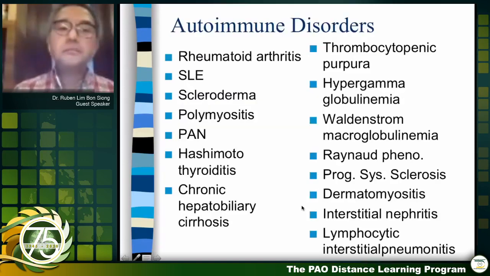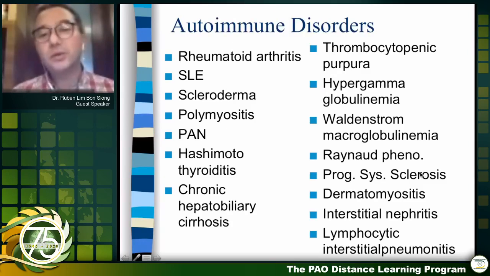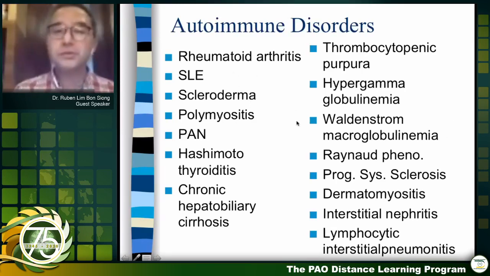Okay, so for secondary Sjogren's, these are all the autoimmune diseases that you look for. Of course, the most common are still rheumatoid arthritis and SLE. So at the very minimum, you ask about those two.